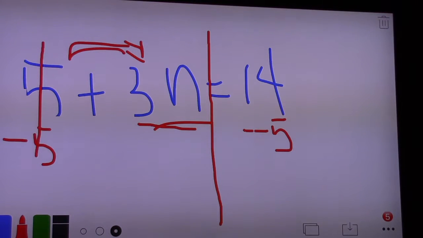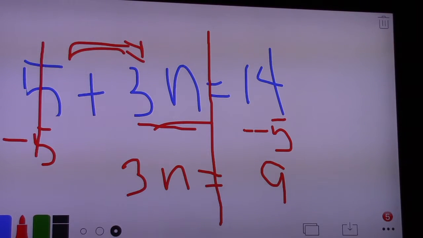So we don't care about that 5 minus 5. Once we've taken it away, it just zeroes it out, and we don't have to replace it with a 0. Just for the ease of keeping our paper nice and clean, we just go ahead and say it's gone. But it's not gone from the other side until we subtract it from 14. So we have 14 minus 5, which equals 9, not n. We got 3n equals 9.